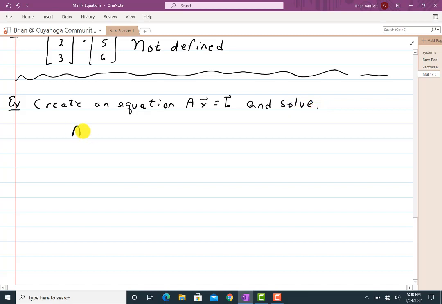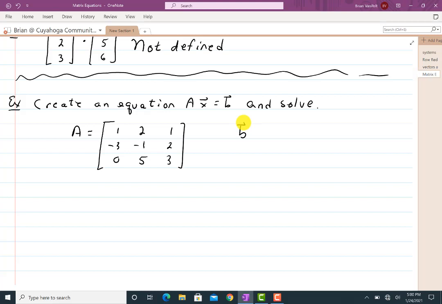A is a matrix. I think it's 3 by 3, so we have 1, -3, 0, 2, -1, 5, 1, 2, 3, and then B. Remember, since B is an answer, it's going to have 3 entries because it'll match the number of entries that are in each column vector. So B will equal 0, 1, 1.